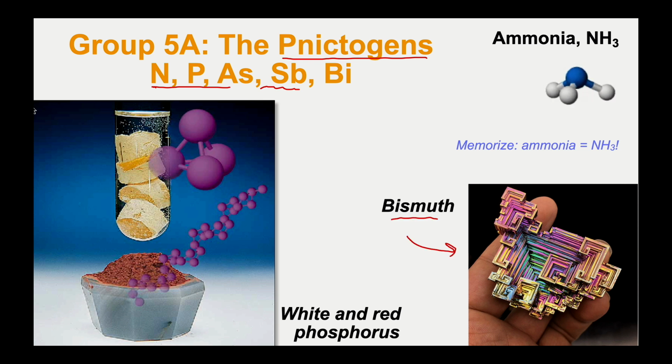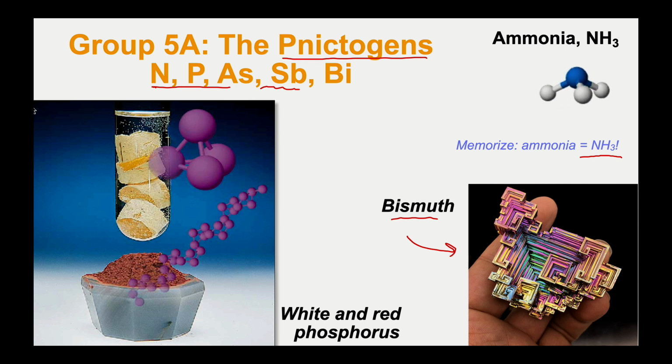If you've ever seen a piece of bismuth, it's got this wild kind of refraction pattern, looks like rainbows on it. It's really, really neat. So bismuth is quite a bit different from its neighbors above it, which is kind of interesting. Ammonia is a really important part of nitrogen's family. Ammonia is also used in fertilizers and for a whole bunch of different things.